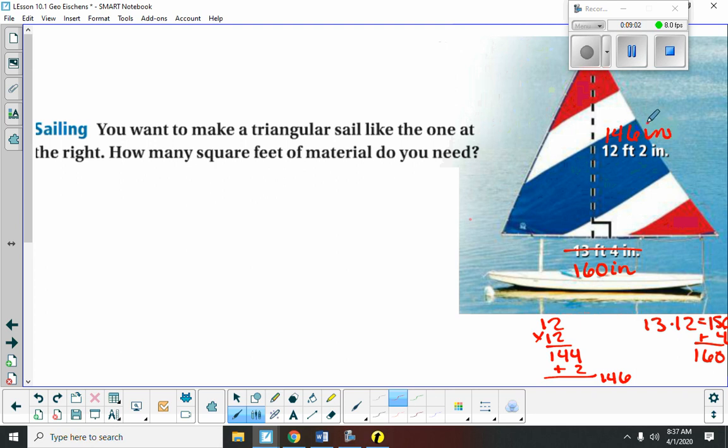All right, so you're looking for area. Being good geometry students, we write our formula, base times height divided by 2. The base of the triangle is 160. The perpendicular height is 146, divided by 2. So 146 times 160 equals 23,360, divided by 2. You should get 11,680.